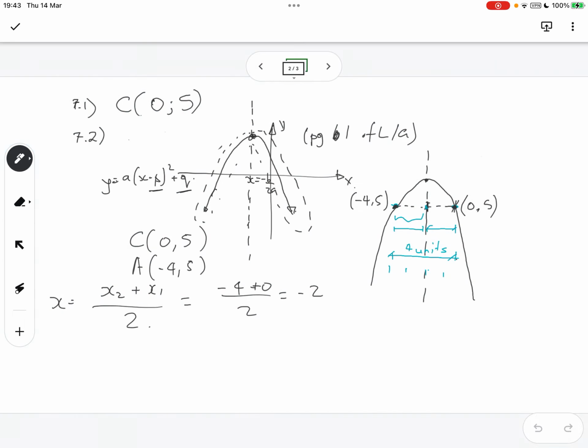Now we can, I'm just trying to think how we're going to find the peak. Where x is -2, what is y? Probably okay. P is -2.